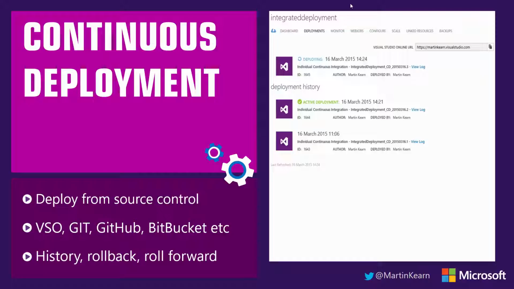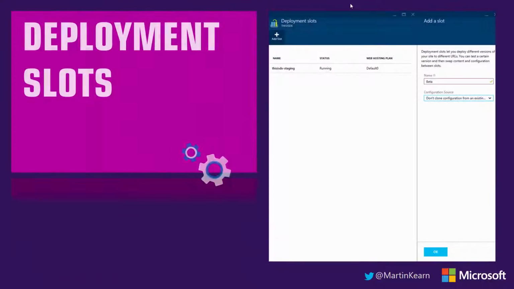And of course, it doesn't just deploy, it gives you history, roll back, roll forward, all that kind of stuff. The idea is that it's not really intended for production use, but certainly in a dev or test environment, you enable this, and as soon as you do a commit, it's deployed, and you can go to a live URL and test it and see if it works or not. Very useful feature.